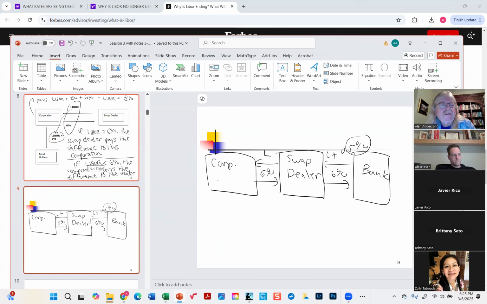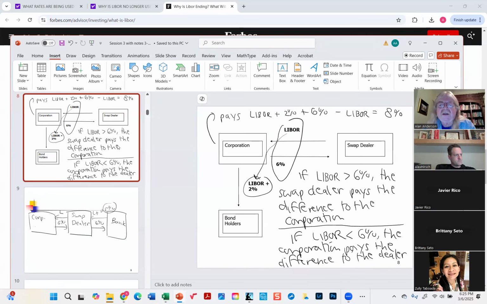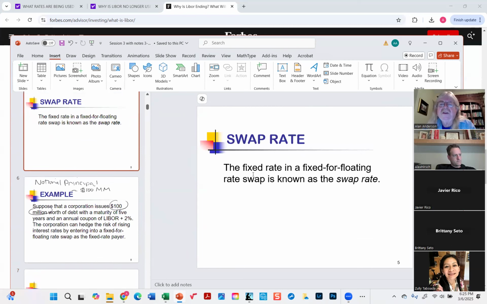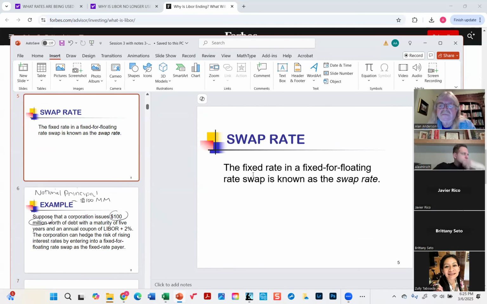All right. So anyway, this is a fixed for floating rate swap because the dealer is paying a floating rate in exchange for a fixed rate. So that's where the title comes from, fixed for floating. And the terminology we use in the derivatives markets is that the fixed rate is referred to as the swap rate. So if you were to look at a Bloomberg terminal, the swap rate is the amount that's fixed. Let's say it's 8. The floating rate could be anything.